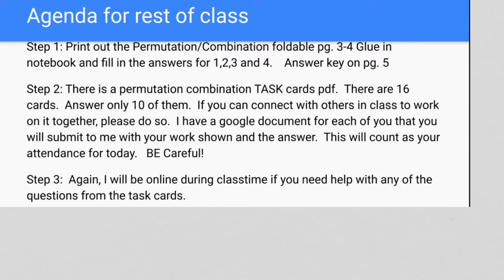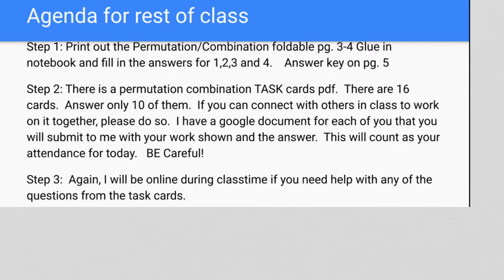Okay, so I'm not going to be checking that you have printed out that foldable. My suggestion is to definitely do it. Take a look at it. Printing out pages 3 and 4 somehow, gluing it in or stapling it in your notebook. You could find the answer key on page 5 of that PDF document.